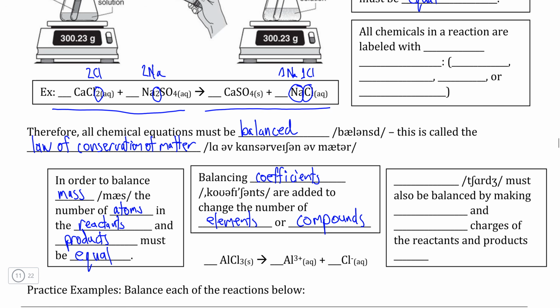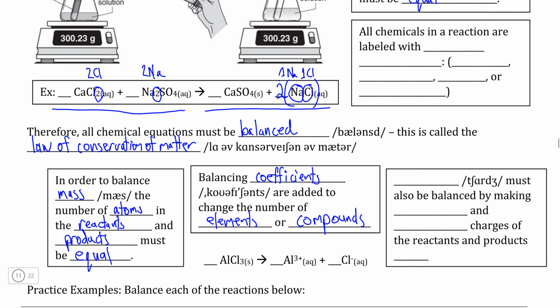So we can see that we can only add balancing coefficients before each of the compounds, otherwise we'll end up changing the chemical formula. So if we want to make sure that we have 2 sodium and 2 chlorine in the products to match the 2 chlorine and the 2 sodium in the reactants, we can put a balancing coefficient of 2 right here. And because sodium chloride is the whole compound, this balancing coefficient of 2 applies to the sodium and to the chlorine.